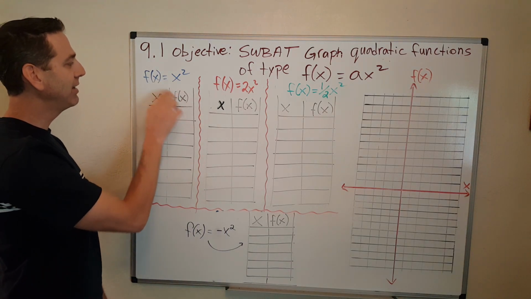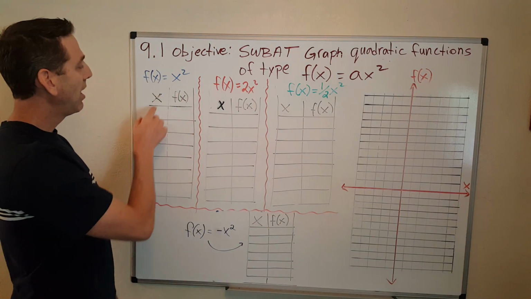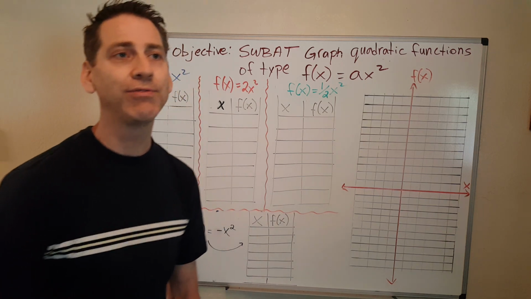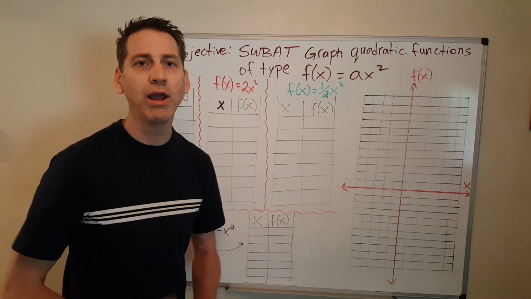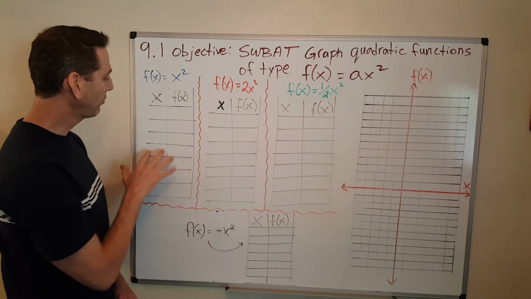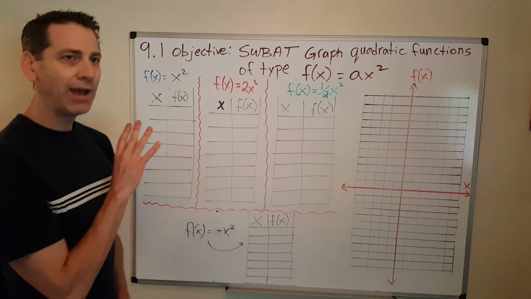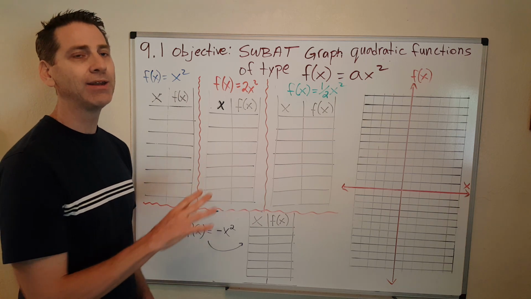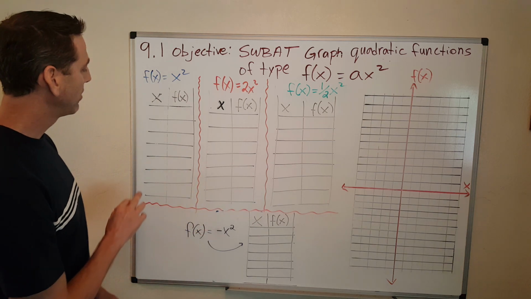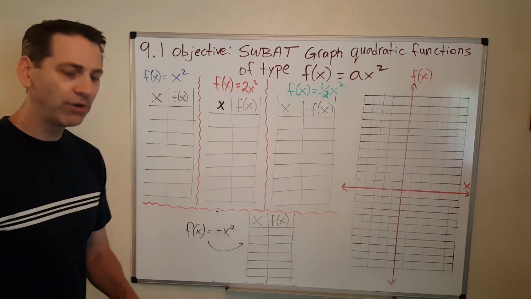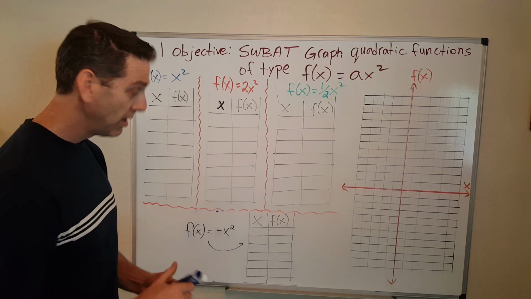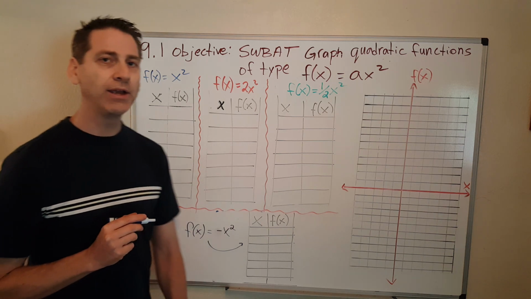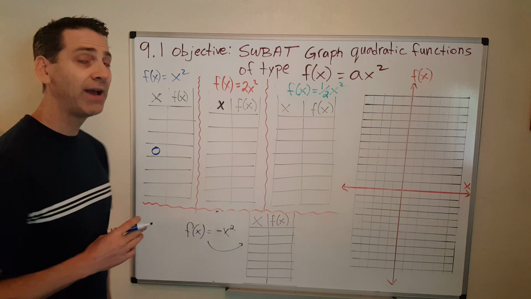So basically what I did is I set up a table. I have x values and I have f of x values. And you can just think of f of x as the same as y, all right? x and y. I know that my vertex is going to be at 0, and we're going to learn how to identify the vertex later. But right now, I know that the vertex is 0. So I'm going to put a 0 right there for my x value.